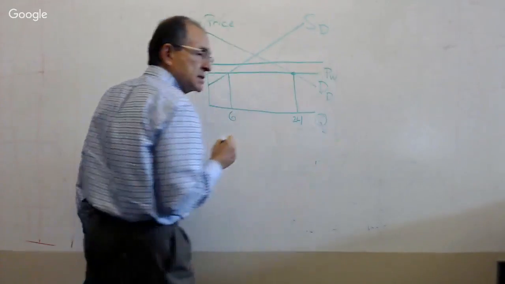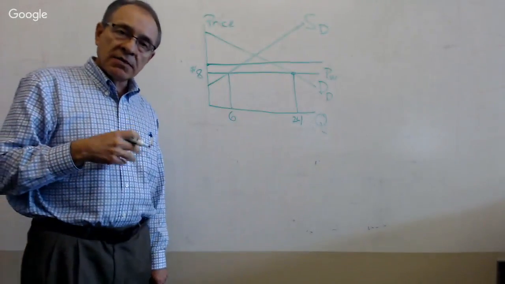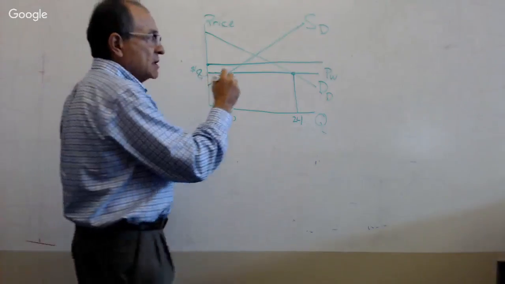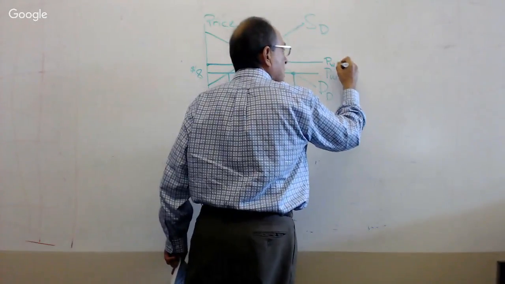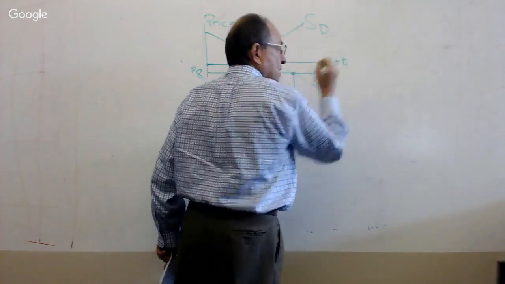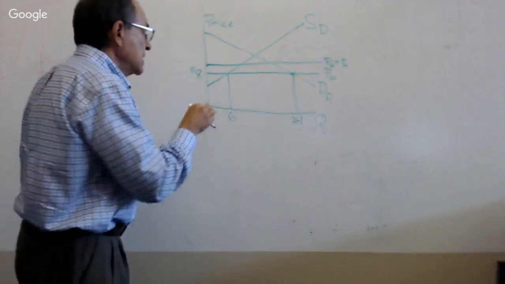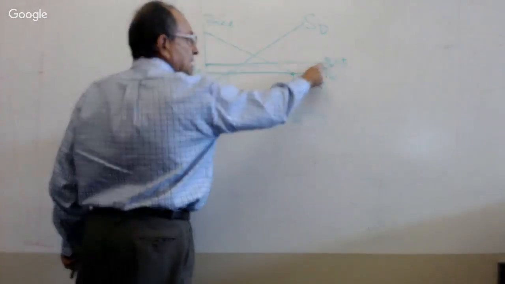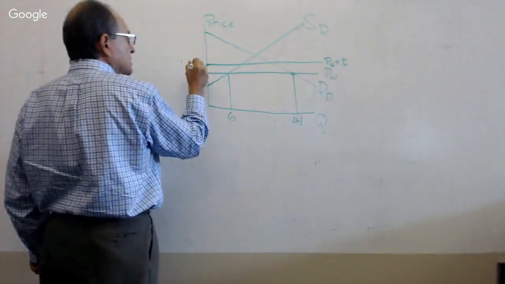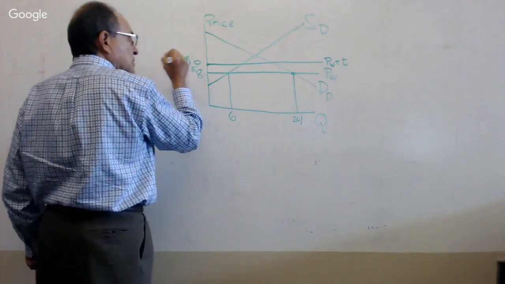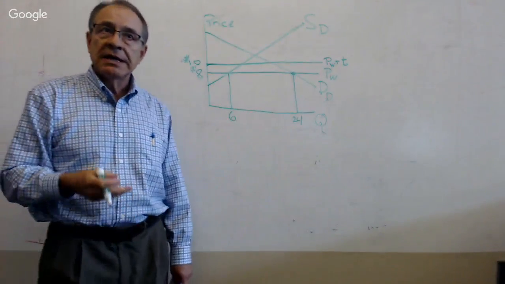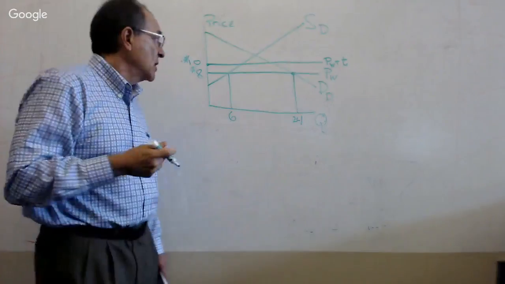So the supply of imports curve is now a horizontal line. You can write that as PW plus the amount of the tariff, which in this case means $8 plus the $2. The new internal price of this product, because it's a small country in international trade, is $10.